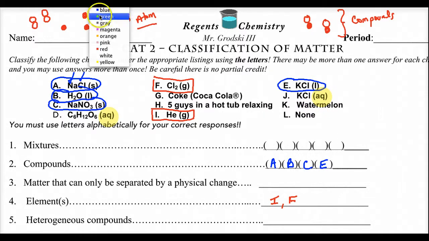Well, who are our mixtures? Our mixtures, well, we know that D is a mixture because we've got a compound and water mixed together, so D is a mixture.